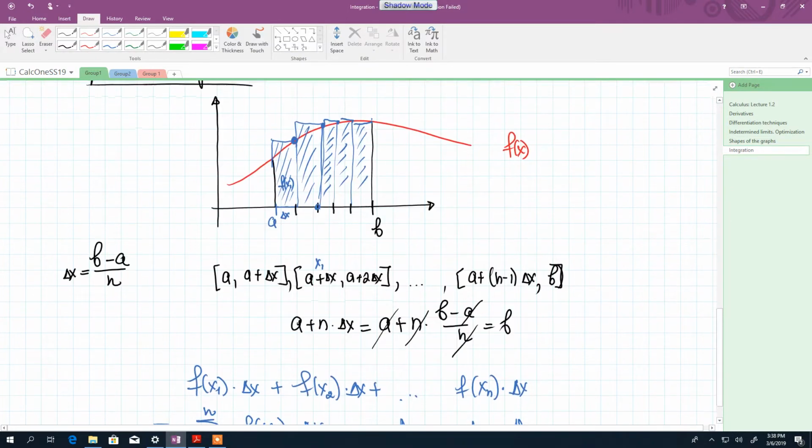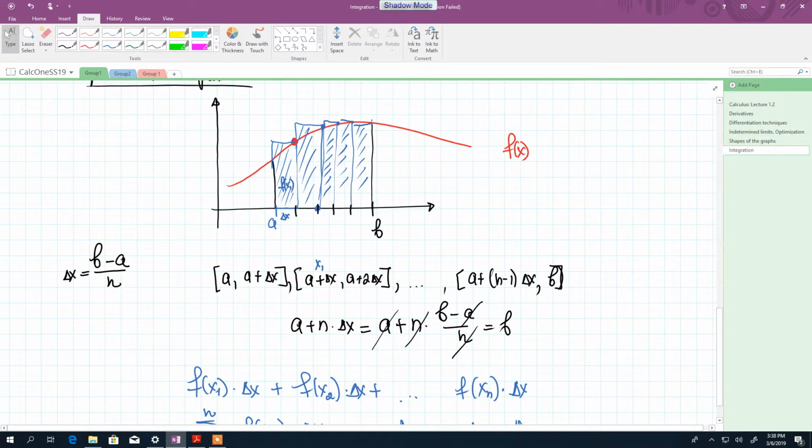Do you understand this from the engineering point of view? I choose the right endpoints as the sample points. Then I draw a lot of rectangles, and by finding the total area of those rectangles, I find more or less the area under the curve. Why approximately? Because there are these regions. Do you see them? They're extra, outside the curve, right? So your answer will be a little bit more than the actual value.